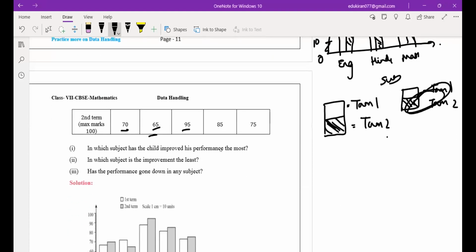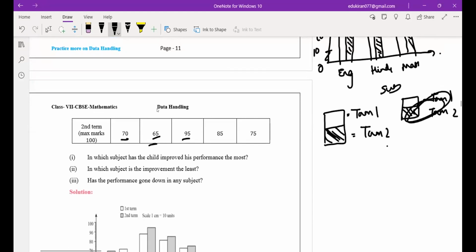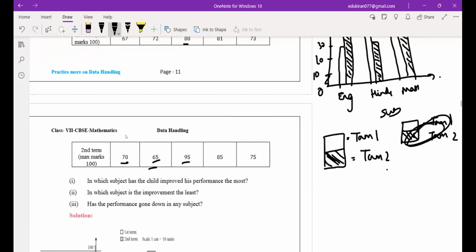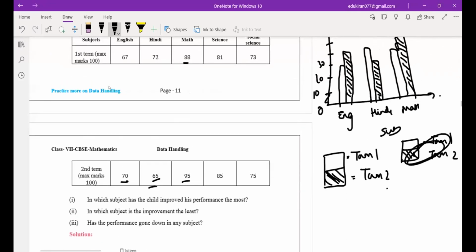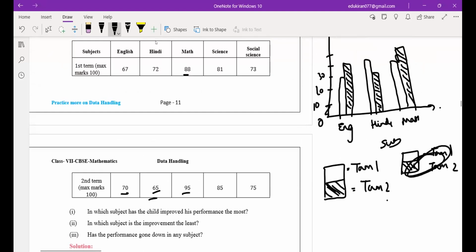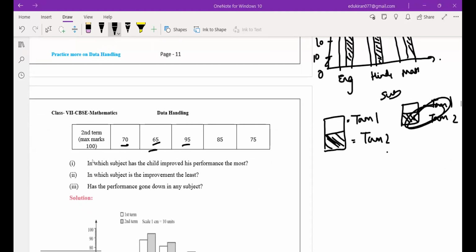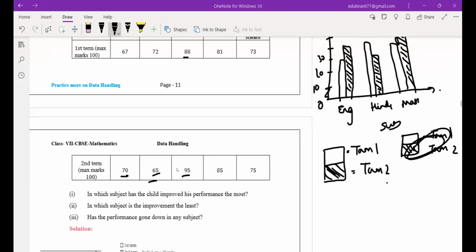Okay, so we were just discussing the question which I gave in the homework. This one we discussed, and now after this, just discussing the answer, then I'll move to the new question. So you will start from there, Rasheen. Okay. Yes, ma'am. So coming to the question, it says, in which subject has the child improved his performance the most?